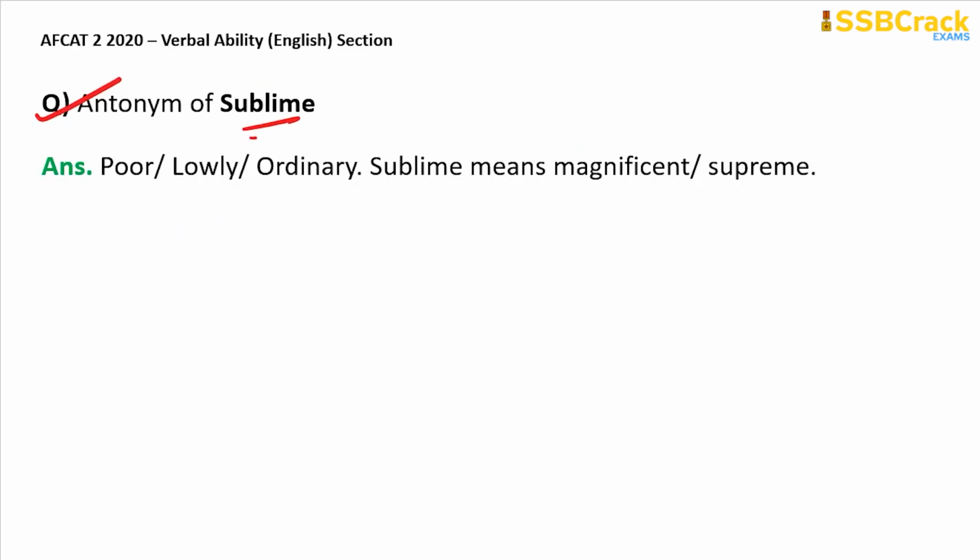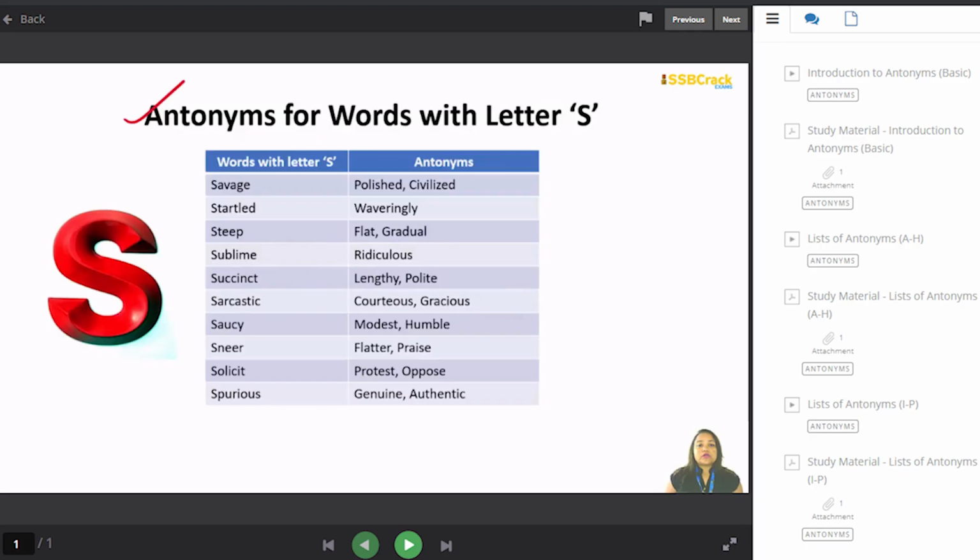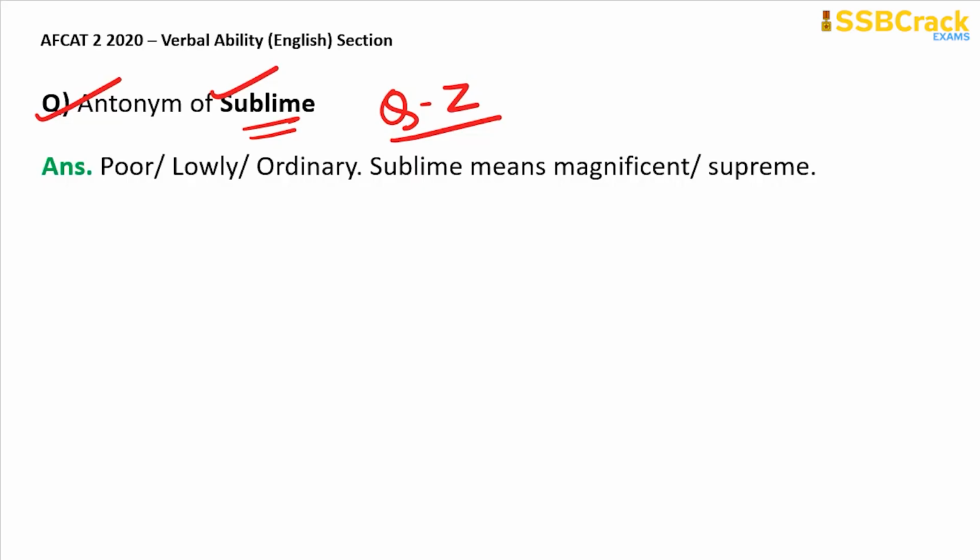Again, those of you who are already subscribed to our Afcat course and who have gone through the list of antonyms, specifically the list of antonyms under the category of the alphabets Q to Z, have come across this word sublime. Sublime means magnificent or supreme. So the opposite of sublime is poor or lowly or ordinary. So poor, lowly or ordinary can be the antonym of sublime.